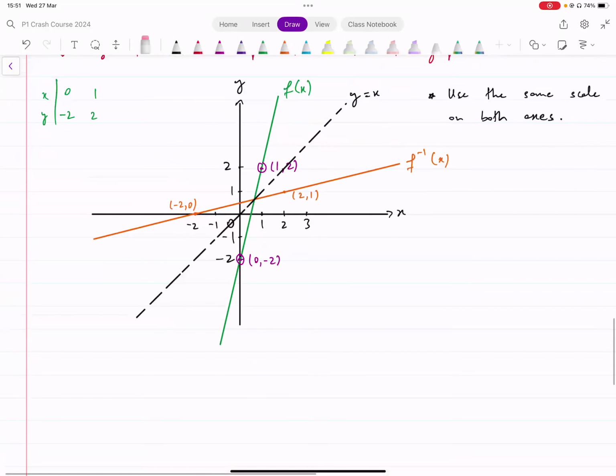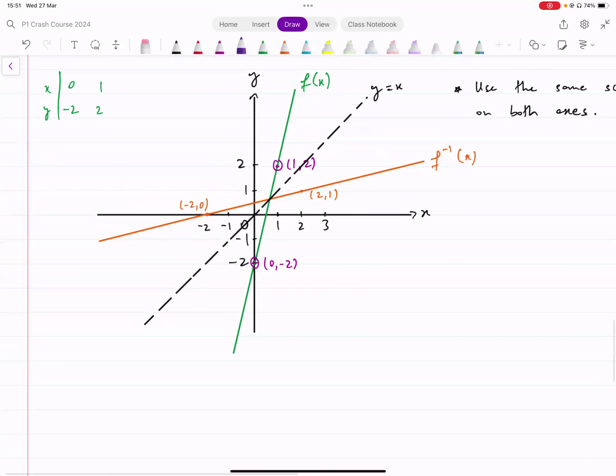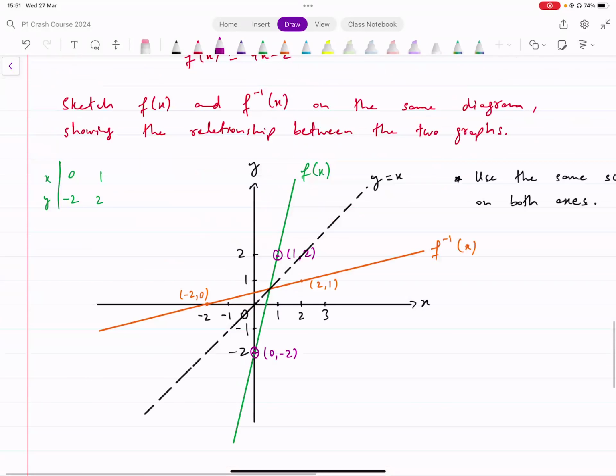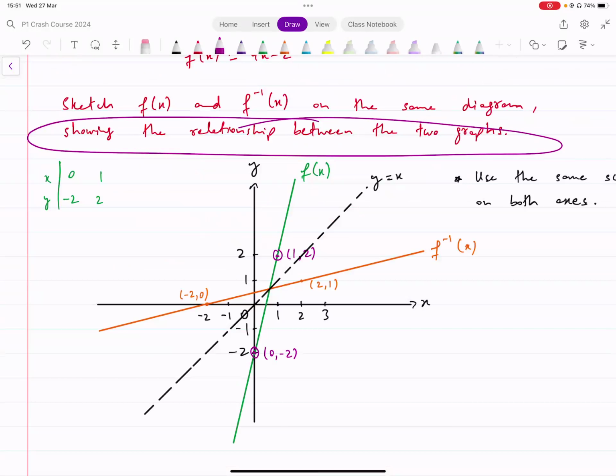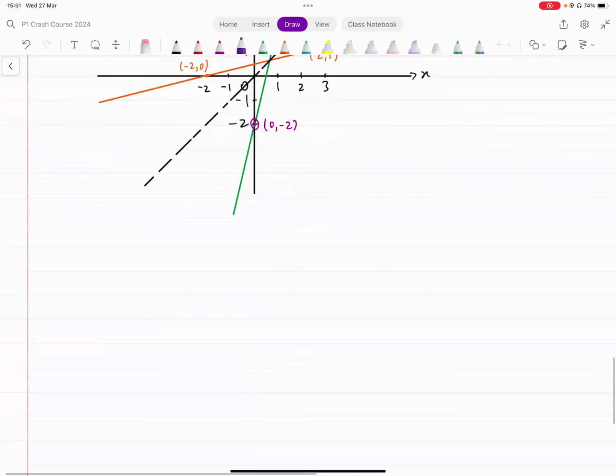So what do you say here? Y equals x, you've drawn that line. And now, since it said showing the relationship between the two graphs, what's the relationship between the two graphs? The relationship between these two graphs is that f of x and f inverse of x are reflections of each other.